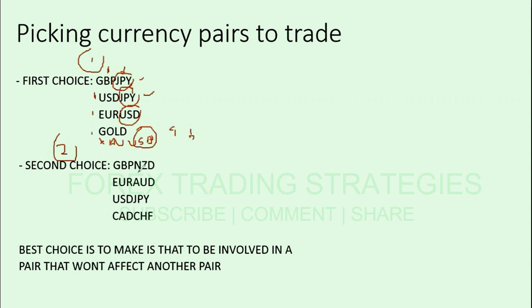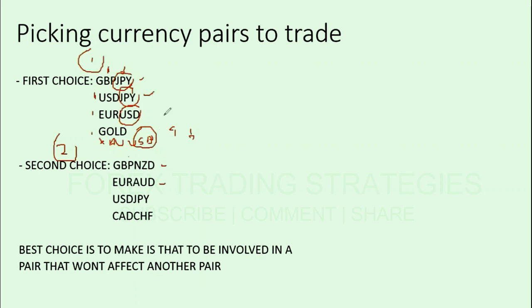And now the best way is to choose the second choice, meaning that we've got pound New Zealand, we've got euro AUD. It's not the same currency as this one. And we've got the US dollar Japanese, and we've got the CAD Swiss. So in this pair, if any of the currencies get affected by news or anything like that, nothing's going to happen to the others. If this one goes against you, it doesn't mean that this one is more likely to go against you. If let's say something happens in the UK, nothing else is more likely to get affected, because you're not trading pound twice. So the best choice is to be involved in pairs that won't affect another pair.